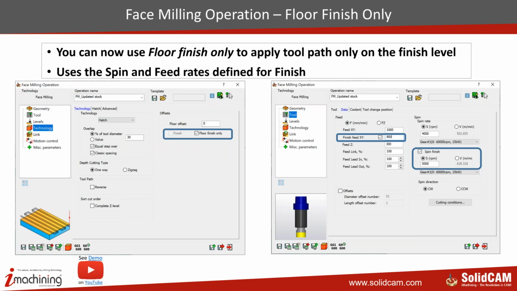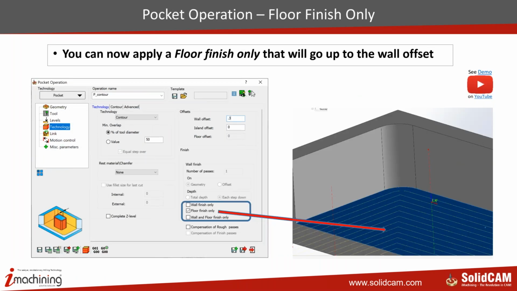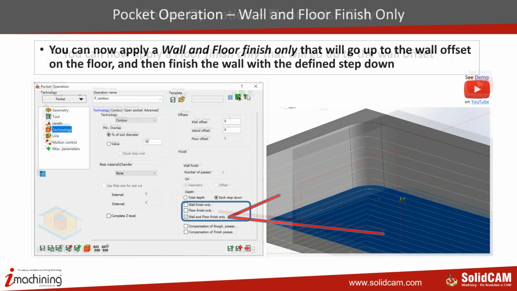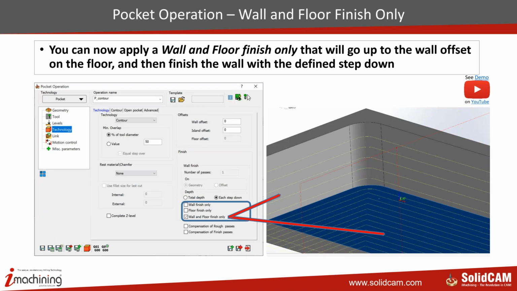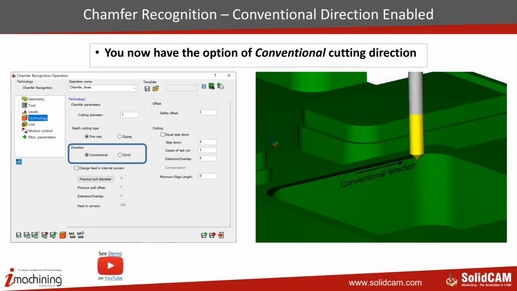Again, in face milling operation, now a direct floor finish only option is available. You can do floor finish directly. And another new function, apart from doing it inside the pocket, is that you can also do only floor finish. You can also do wall finish and floor finish together inside the same strategy. This is available inside the technology, in the finish parameters. Either you can do only floor finish or you can do wall and floor finish together. So these are some of the new enhancements under the 2.5D pocket milling operation.